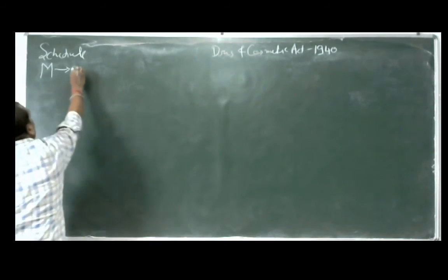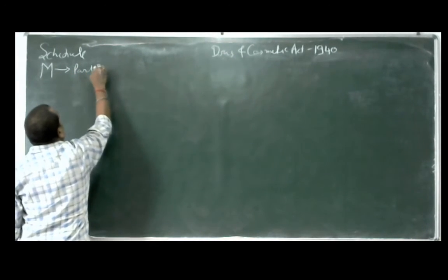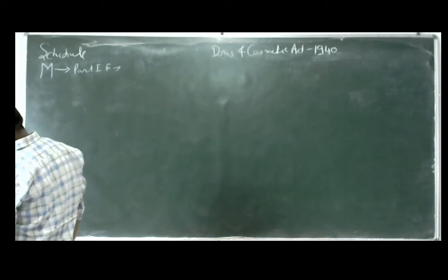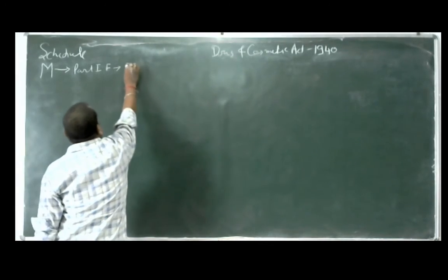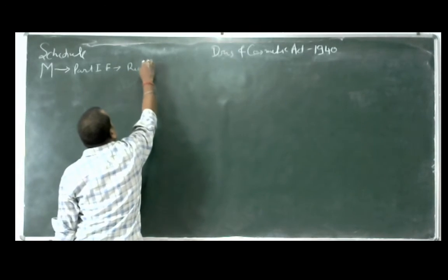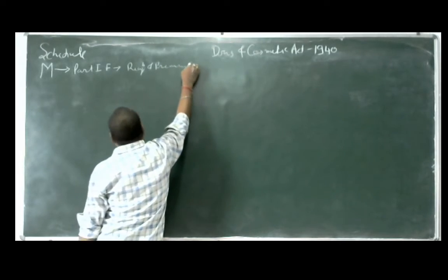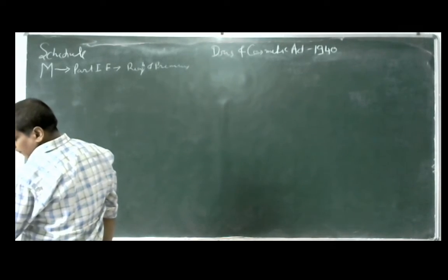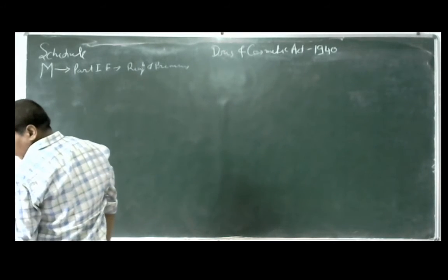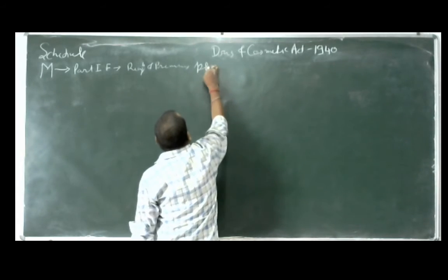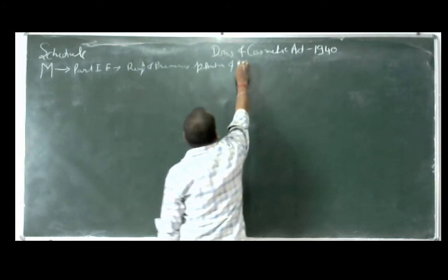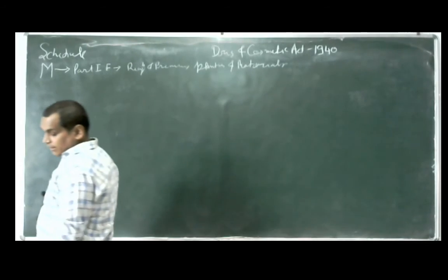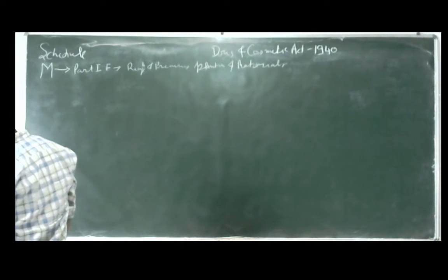The next one is Schedule M Part 1F. It denotes specific requirements of premises, plant and materials for manufacture of active pharmaceutical ingredients.